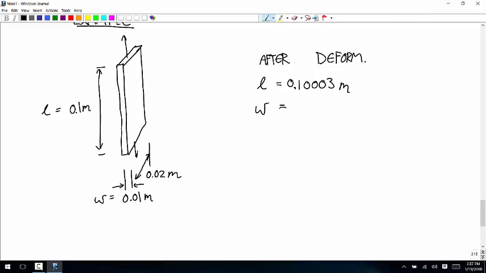And the width, would that be bigger or smaller than the undeformed value? Smaller. So let's say that's 0.01992 meters. And we want to find the Young's modulus and the Poisson's ratio.